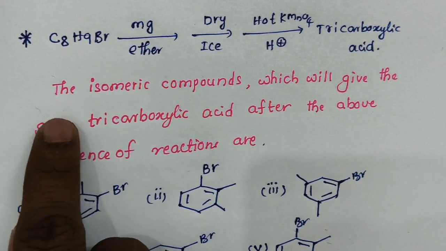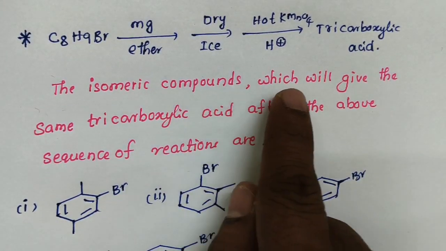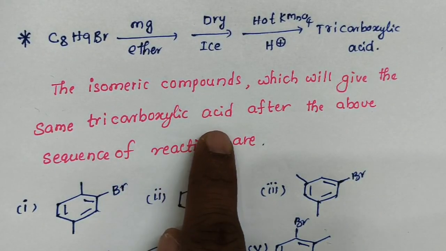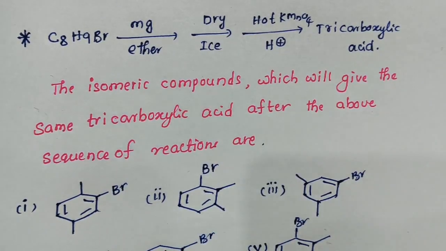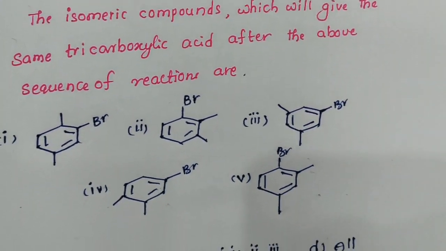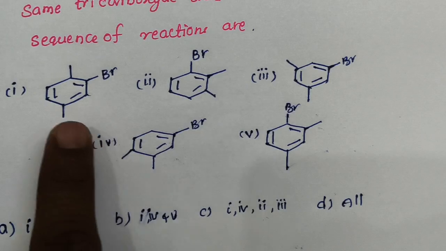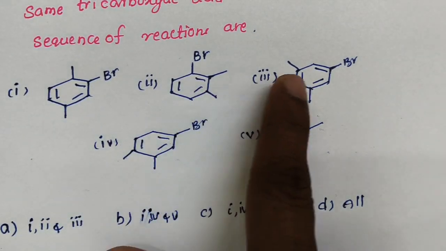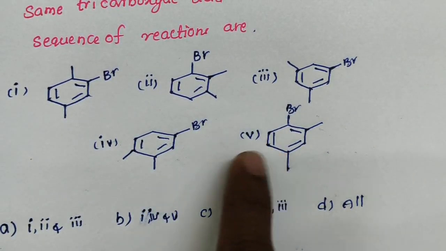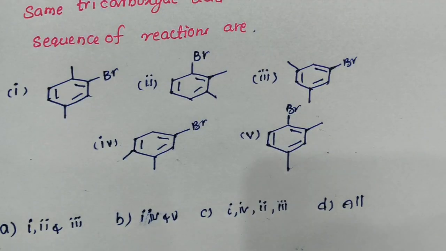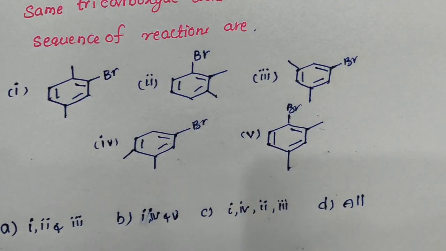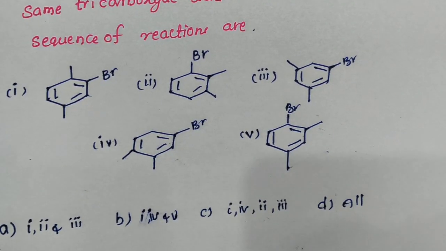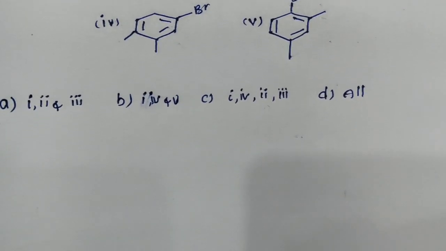So what is the question here? The isomeric compounds which will give the same tricarboxylic acid after the above sequence of reactions are... The options are given here: first option, second, third, fourth and fifth. Out of these five we have to select the answer. So which one gives a tricarboxylic acid? Now we will discuss.